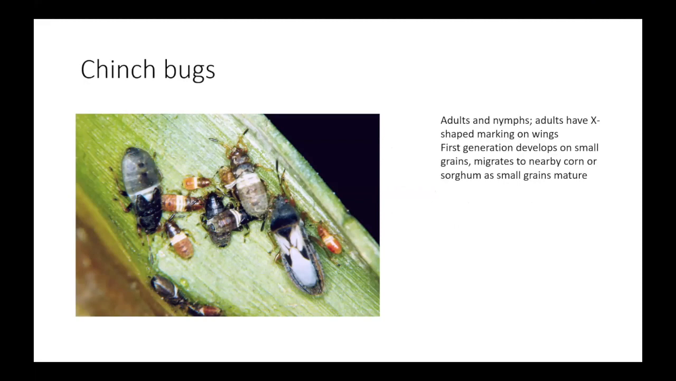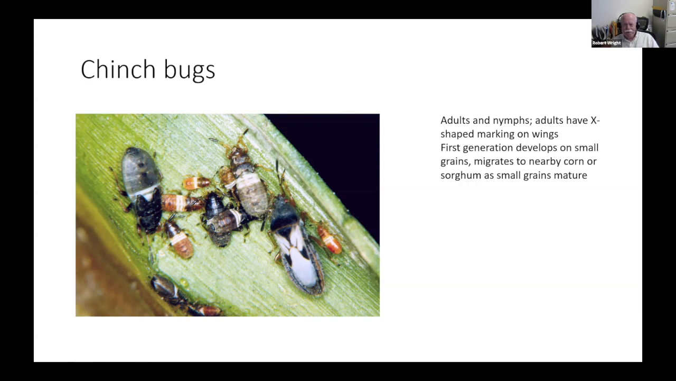We haven't had these as much in the past, but chinch bugs are a potential problem. This shows all the different stages of chinch bugs. This is the adult stage here with the wings. Different stage nymphs have different coloration. A key character to look for in the adult is this X-shaped marking where the wings overlap. It has 2 generations a year.